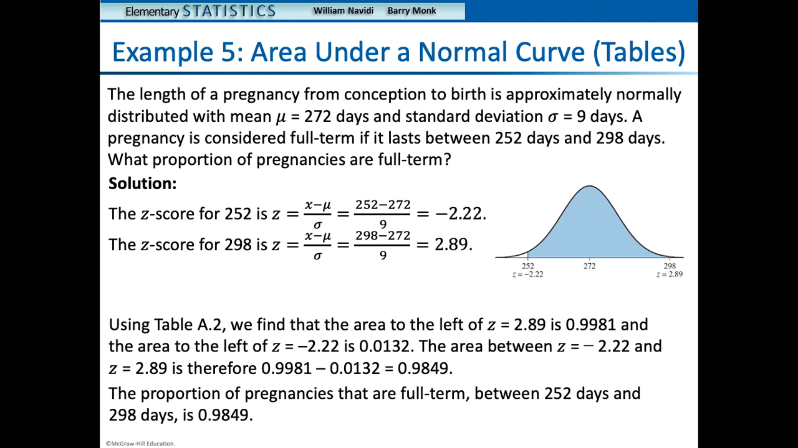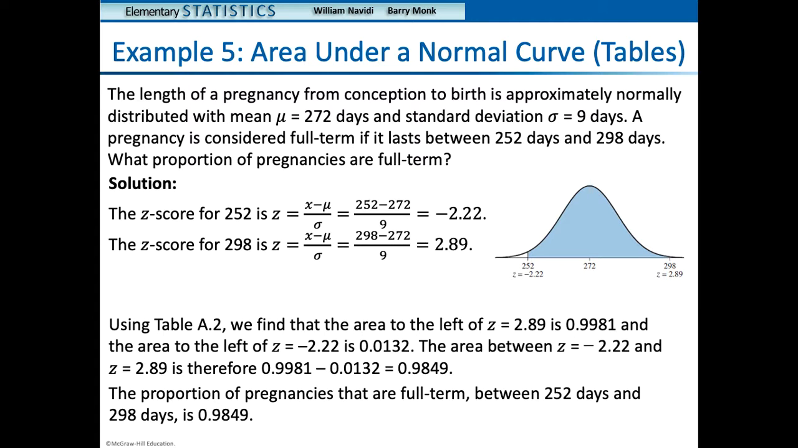We find the area to the left of both z-scores. The area to the left of 2.89 is 0.9981. The area to the left of negative 2.22 is 0.0132. The area in between is found by subtracting the smaller area from the larger area, which leaves us with 0.9849. So the proportion of pregnancies that are full term is 0.9849, or about 98.5% of them. Okay?